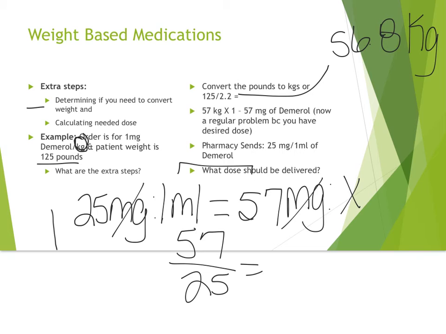And so you have a simple calculation of 57 divided by 25, and this patient needs 2.28 mLs of Demerol to receive the correct dose. So the patient needs 2.3 mLs of Demerol to receive the correct dose. And that's how you do weight-based calculations.